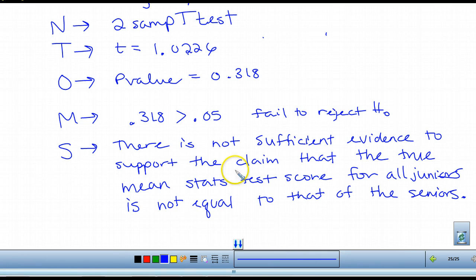So remember that there's not enough evidence to say that they're not equal. So I'm saying that I can't say that they're not equal. I can't say they're equal, but I can say that there's not enough evidence to say that they're not equal. And we don't have to rewrite the entire second parameter for this one because it's pretty much the same as the juniors, so you can shorthand it in that way.